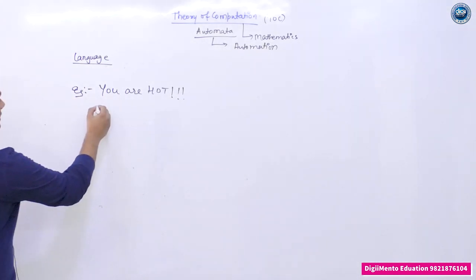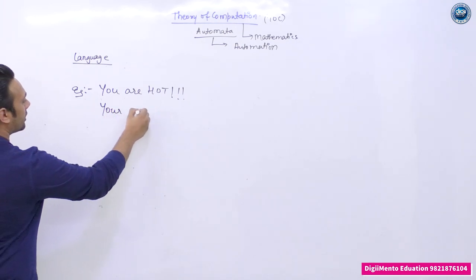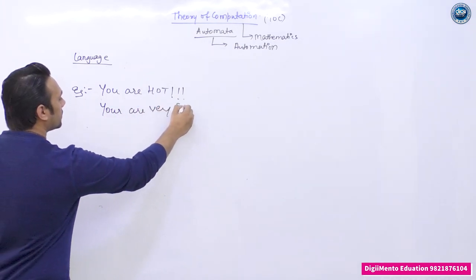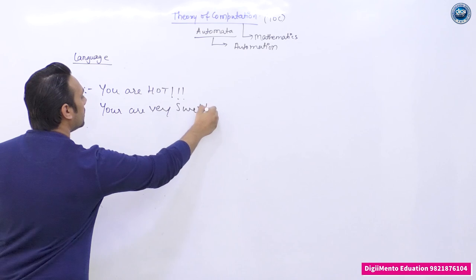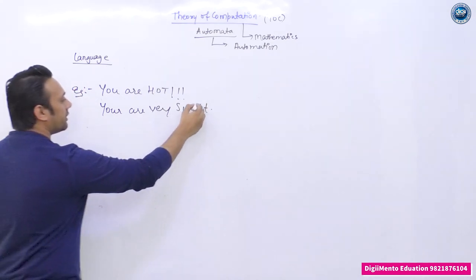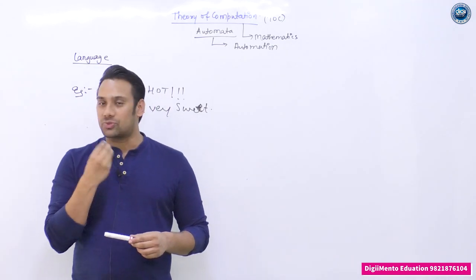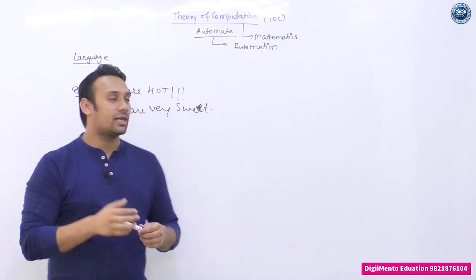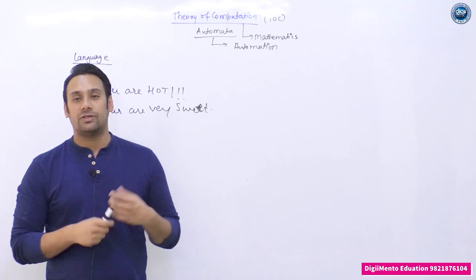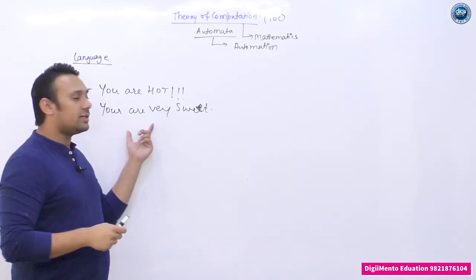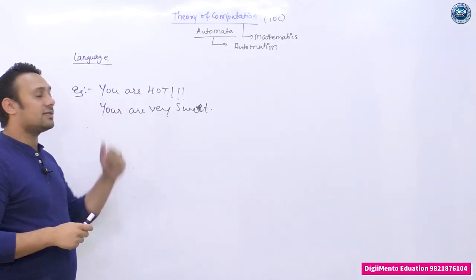In the same way, if I say you are very sweet. अगर मैं बोलता हूँ कि आप बहुत स्वीट हैं, you are very very sweet, इसका मतलब क्या है? आप खाने में स्वीट हैं, you are sweet because I can eat you and I feel that you are sweet, और you are sweet because of your nature, right? So this sentence is having two meanings.